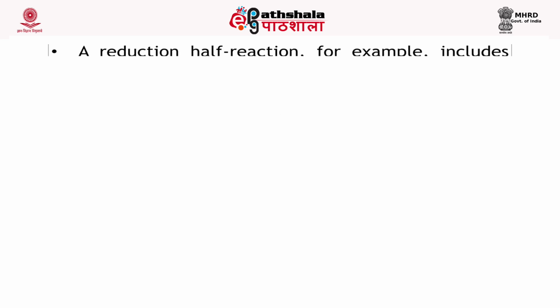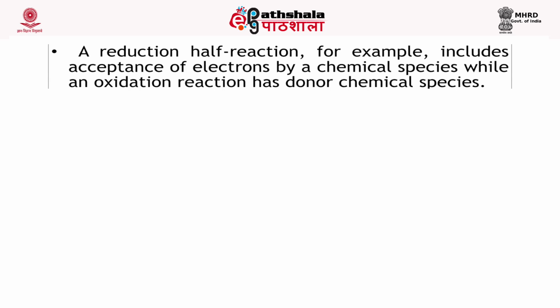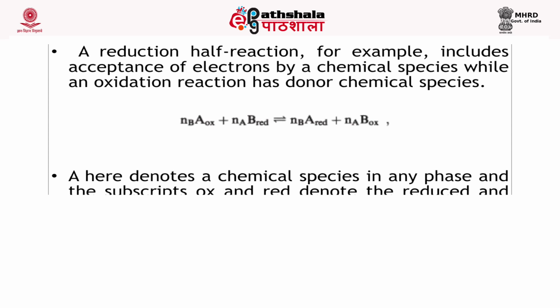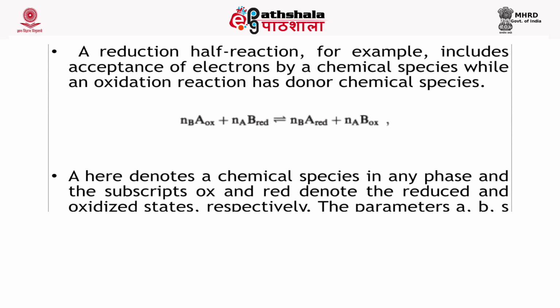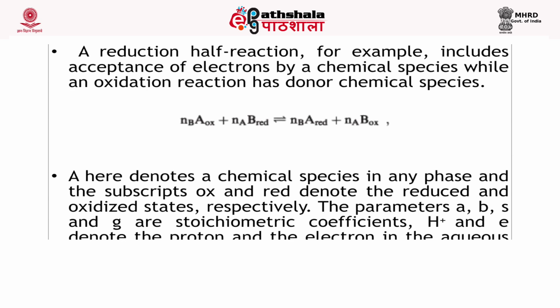A reduction half reaction, for example, includes acceptance of electrons by a chemical species, while an oxidation reaction has donation of electrons by a chemical species. In the given reaction, here A denotes a chemical species in any phase, and the subscripts ox and red denote the oxidized and reduced states respectively. Other parameters such as a, b and n are the stoichiometric coefficients.